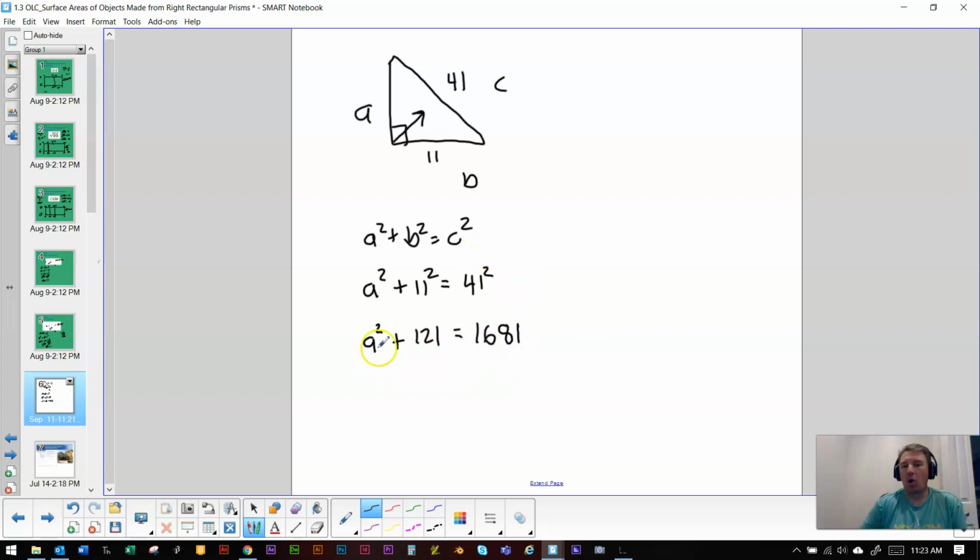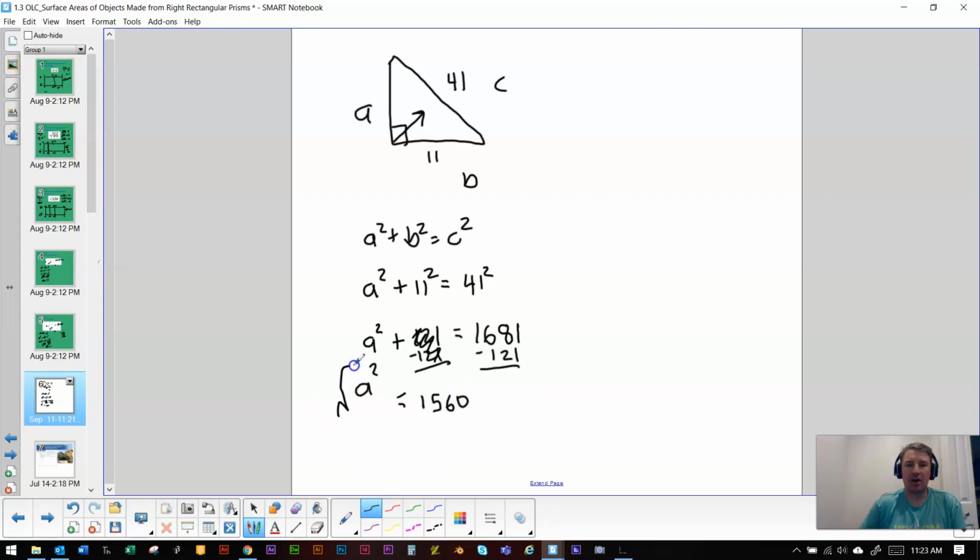All right, now our goal is to get the A squared by itself. So if I want to keep A squared here and alone, I have to get the 121 to the other side. So in order to do that, I have to subtract 121 from both sides. And we know that 121 minus 121 is 0. So I'm just going to cancel that out. On the other side, we've got 1681 minus 121. Well, that is going to be 1560. Okay? So A squared equals 1560.